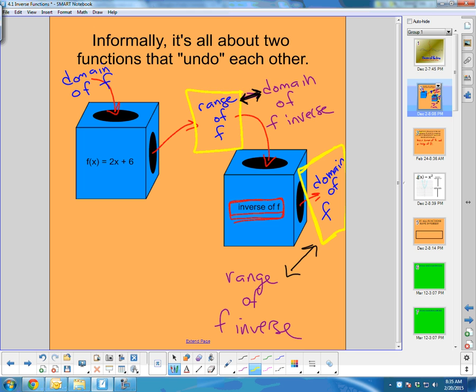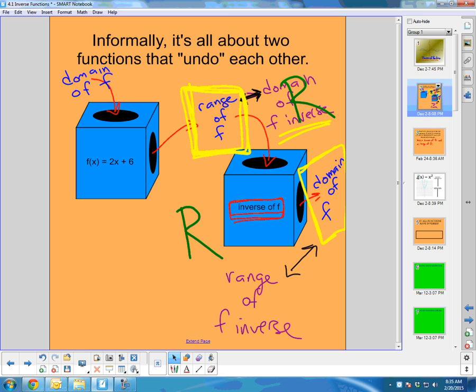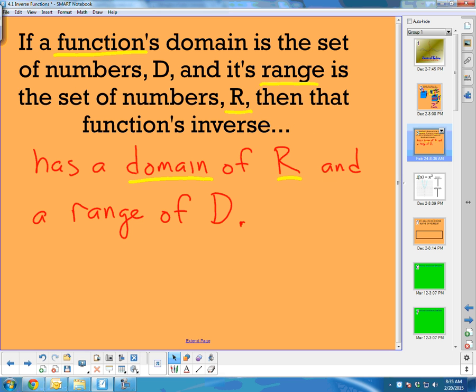Now if I go back to my slide and I look here, the original function's range is also the inverse's domain. So if I call this capital R, then this is also capital R. Saying that the range of f, call that R, is the same as the domain of f inverse, call that R as well. And that's what I'm saying here. And vice versa, with the domain of the function being D, then the inverse has a range of D. So that's a very, very important relationship.